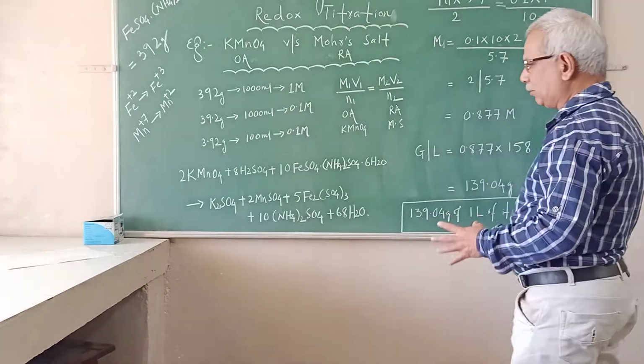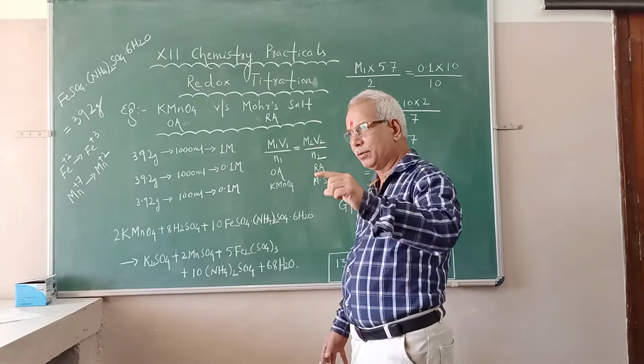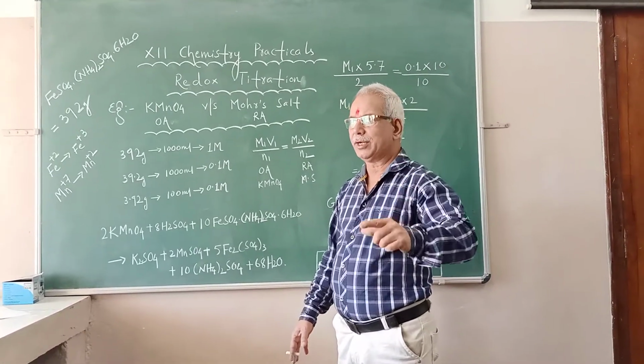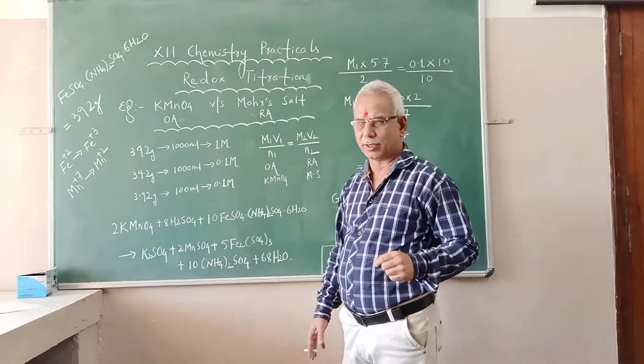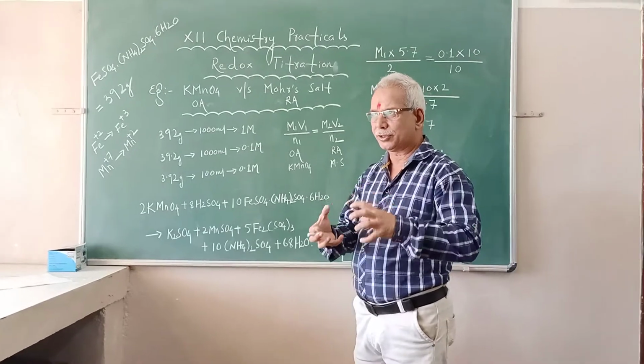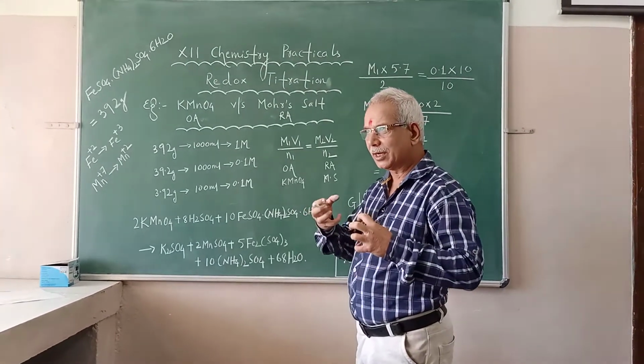Then you should go for the tabular column. There on the top you should write what our pilot reading is. Today's pilot reading was 5 to 6 ml. Okay. So after writing the pilot reading, then the main reading you have to write down. How much ml of KMnO4 was consumed? That is the real reading.